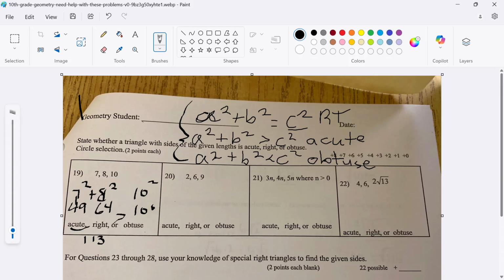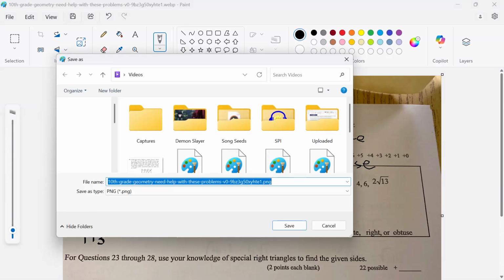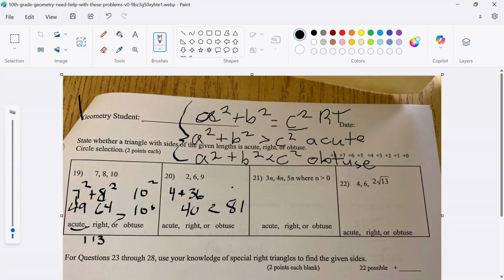Next one. 2 squared is 4. 6 squared is 36. 4 plus 36 is 40. 9 squared is 81. 40 is less than 81. It's less than the long side squared. That is obtuse. You can look that up.